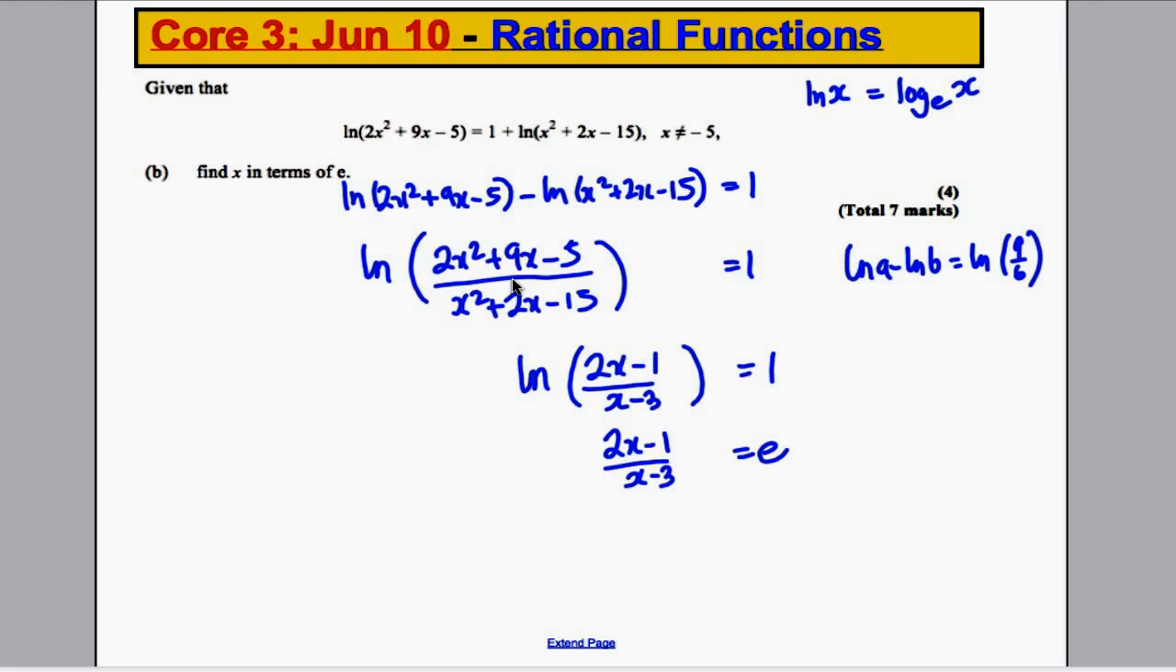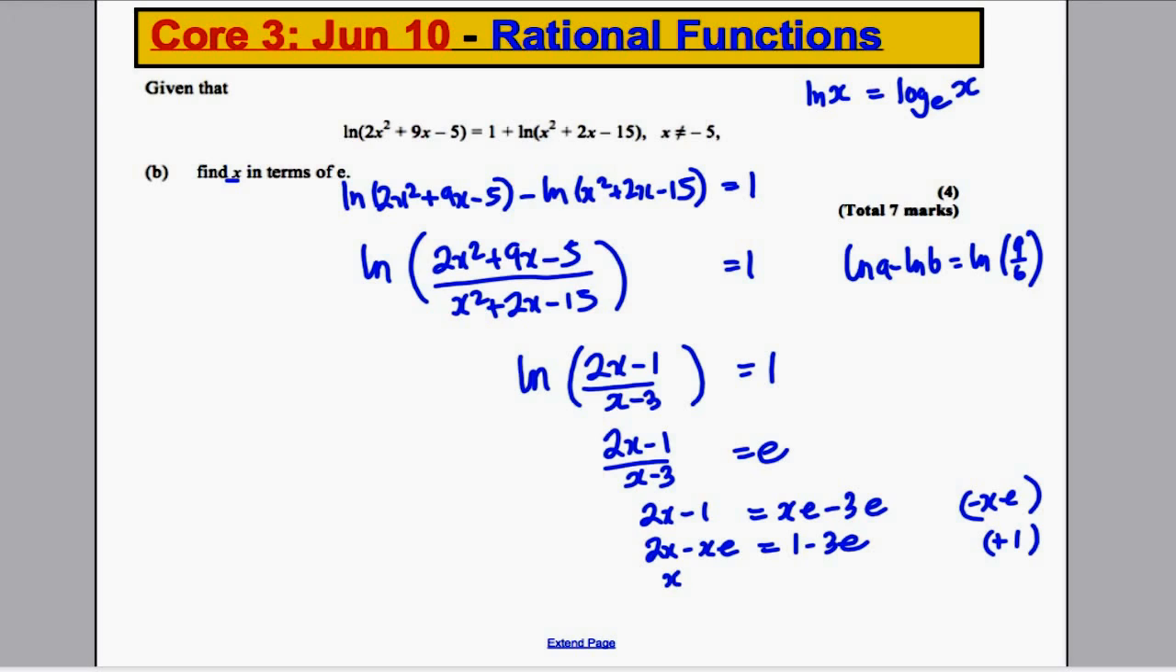Now I have to find x in terms of e. I have to make x the subject. So times both sides by the x − 3 on the bottom. 2x − 1 would be xe − 3e. Bring all the x's to the same side. Subtract xe from both sides and add 1 to both sides. So I would get 2x − xe is equal to 1 − 3e.